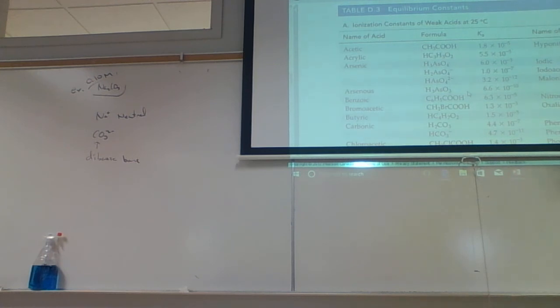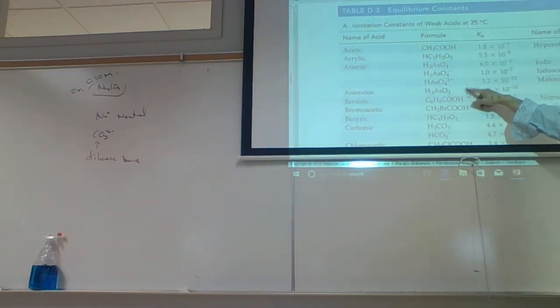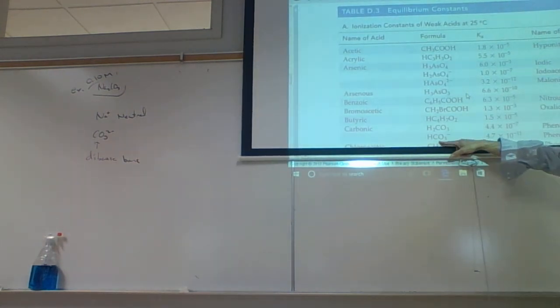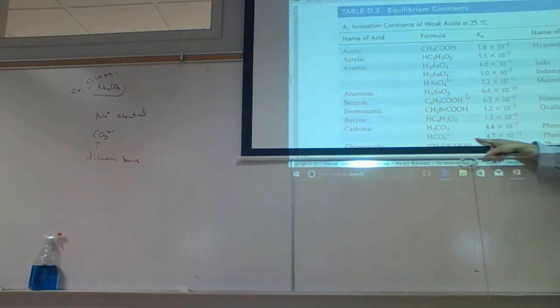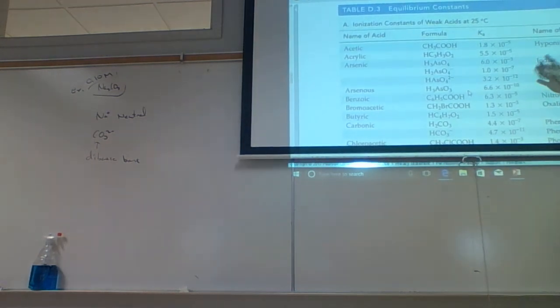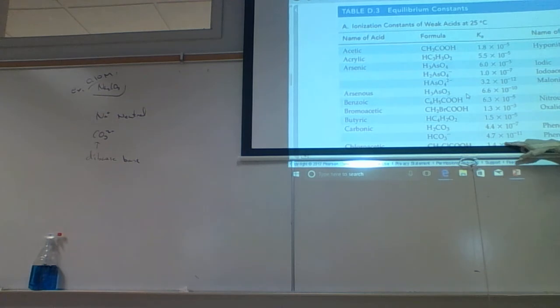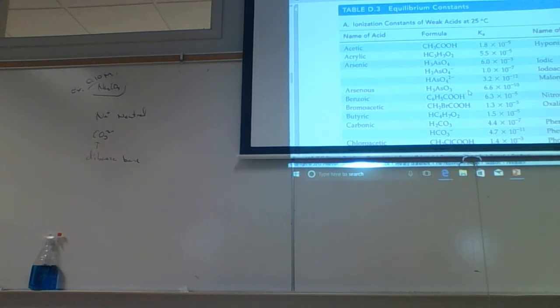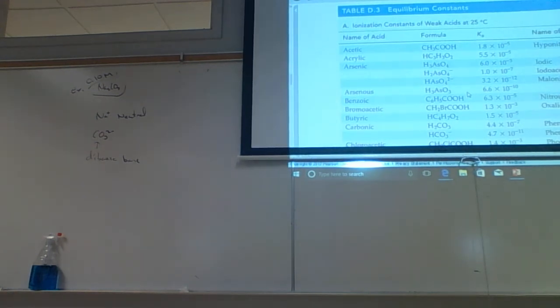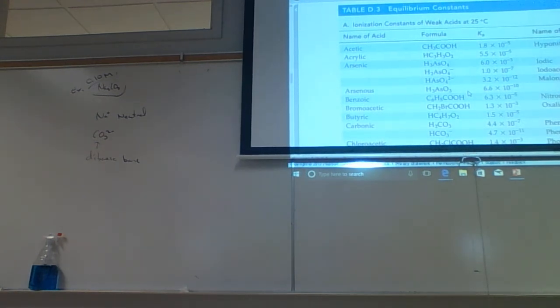So this is table D3, appendix D. And so we'll just go on. Here's bicarbonate, and then this is the Ka value. No, there's no Kb values here, just the Ka. So the Ka for bicarbonate is 4.7 times 10 to the minus 11. Write that over here.